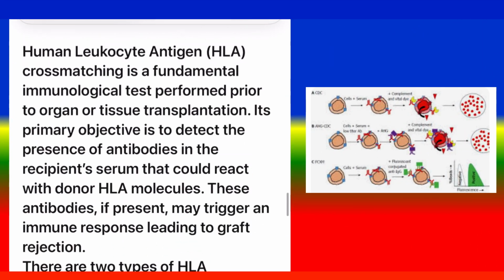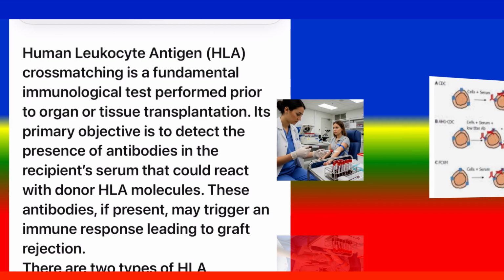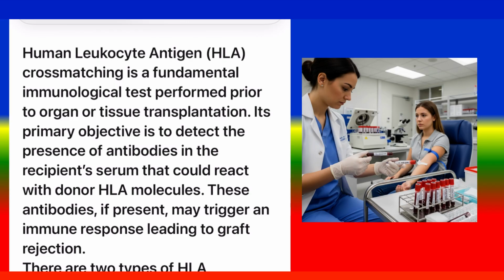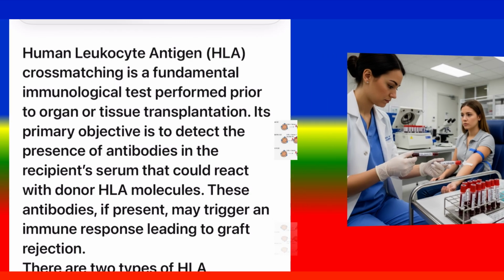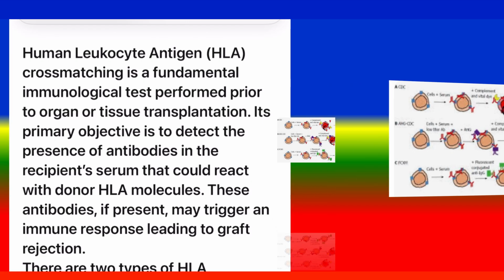Introduction. Human leukocyte antigen, HLA, crossmatching is a fundamental immunological test performed prior to organ or tissue transplantation. Its primary objective is to detect the presence of antibodies in the recipient's serum that could react with donor HLA molecules. These antibodies, if present, may trigger an immune response leading to graft rejection.